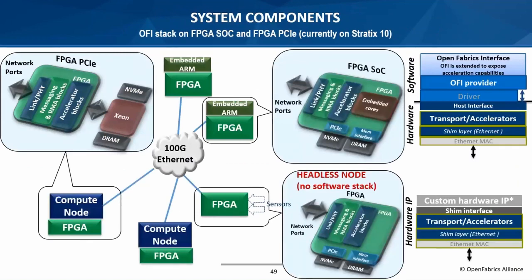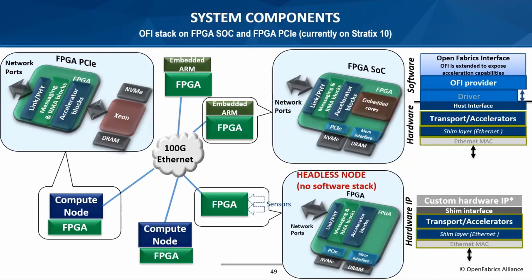This picture shows the different system components where COPA is functional. There are three different types of FPGAs that we support. As you look at the top left, it's a standard PCIe-attached FPGA. Currently it's a PCIe-based interface, but eventually we can move to a CXL-based interface. It attaches to a Xeon platform, and the OFI stack here would run on the Xeon, and the rest of the hardware, transport, and accelerator would run on the FPGA itself. So this is one of the system components.